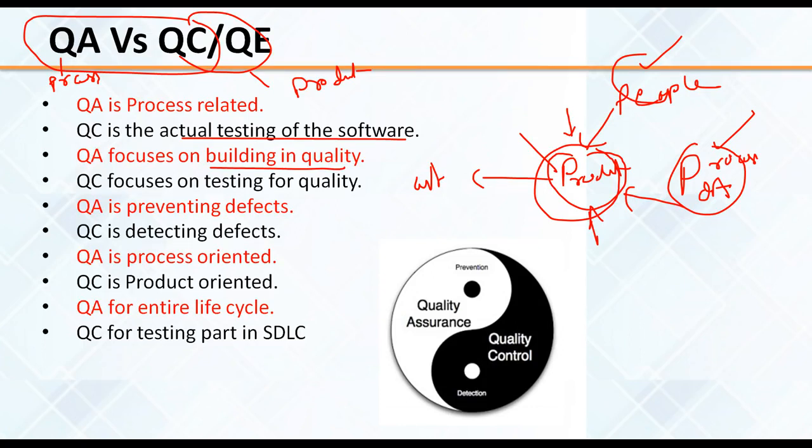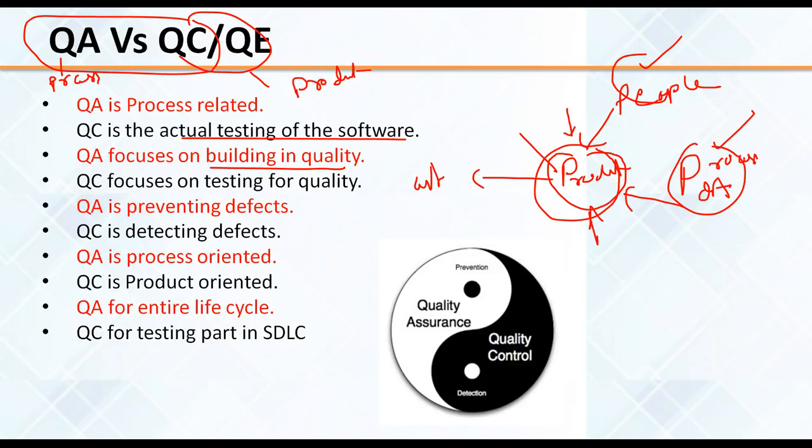Building in quality means why we have defined this process, because ultimately we should get the quality product. So QA is always talking about the process. Why is process required? To deliver the quality product. That's the main goal. So that is building in quality. QA focuses on building in quality.